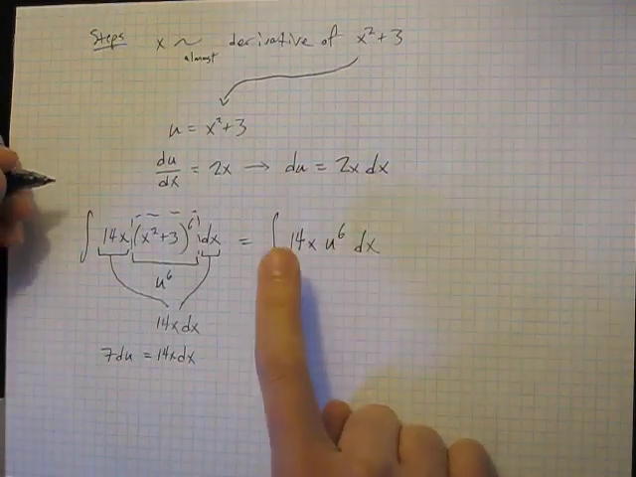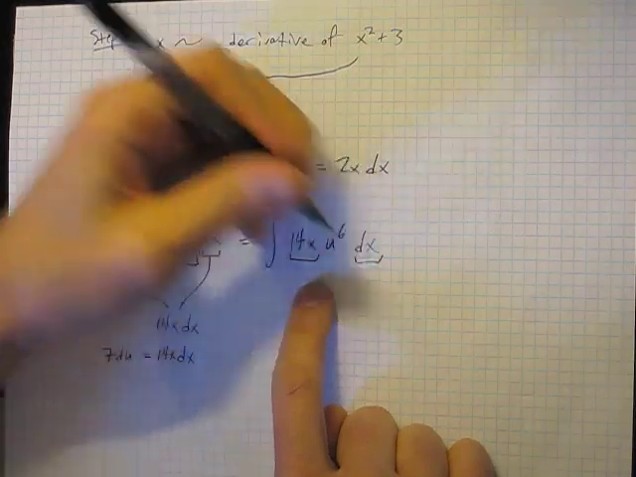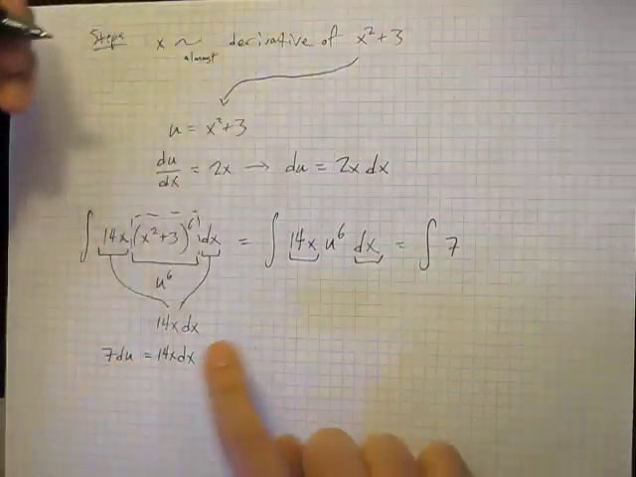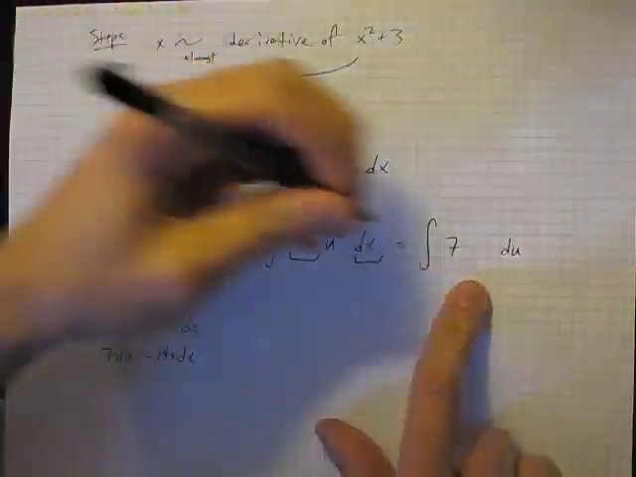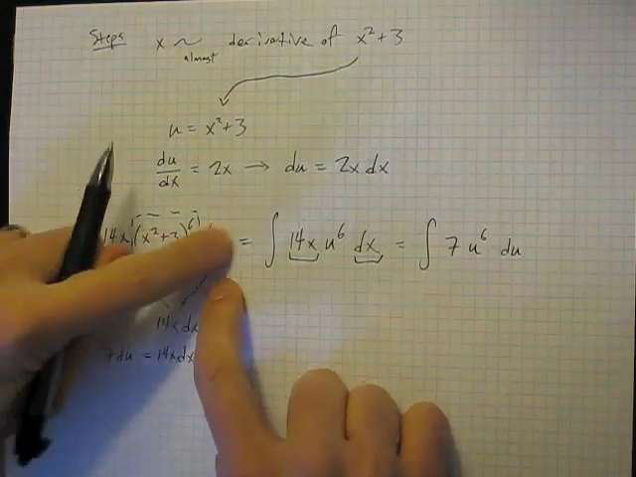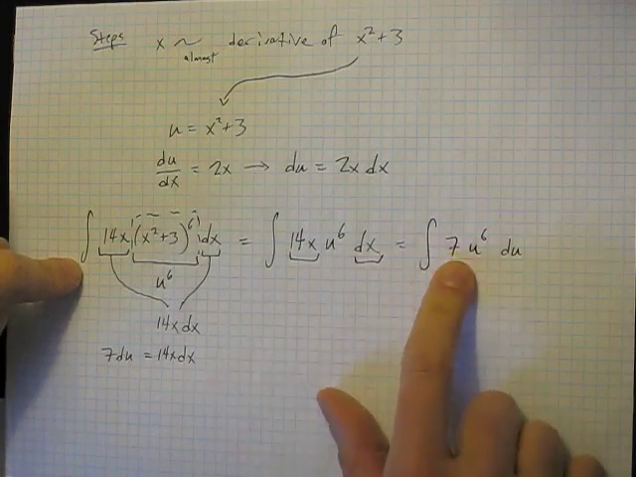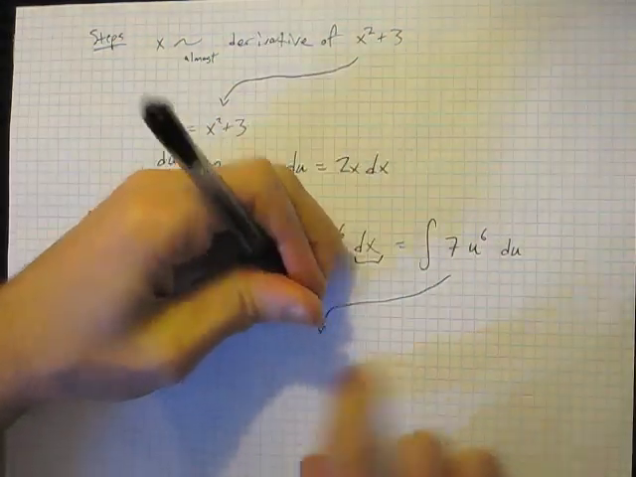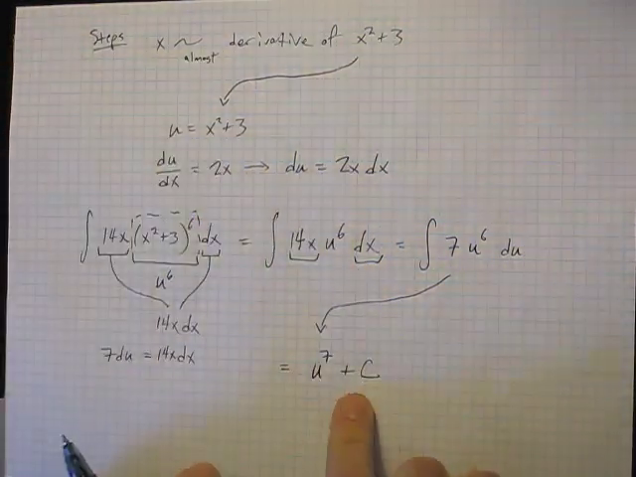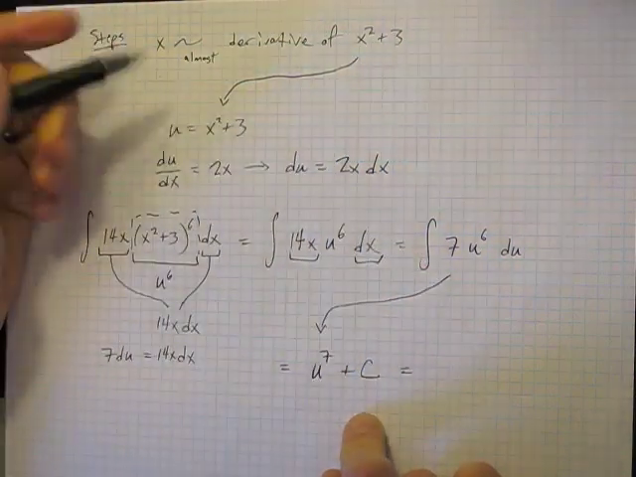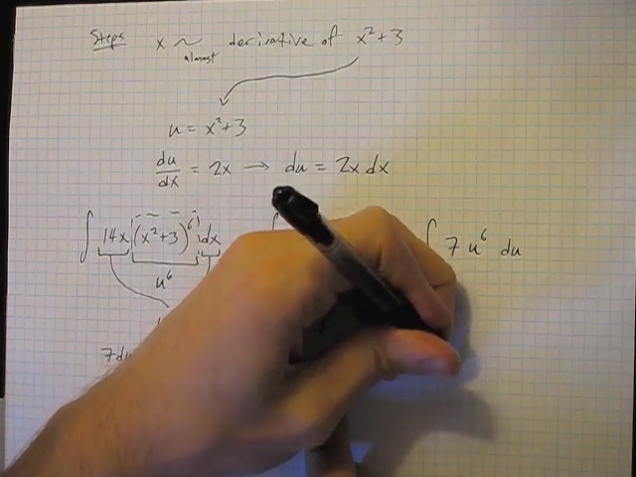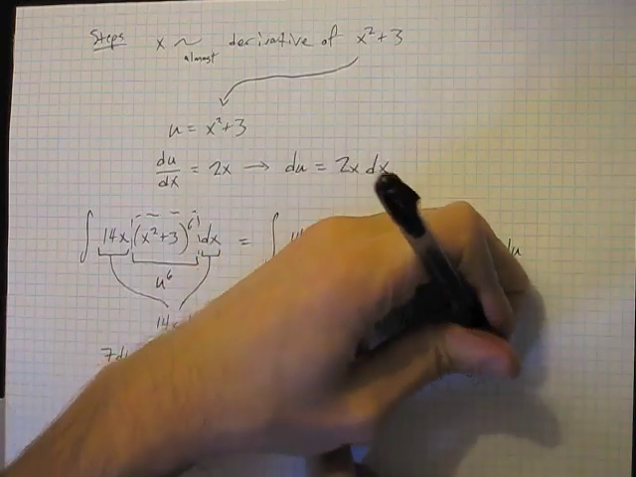Okay, so now we're going to take this piece and this piece, and we're going to replace them by du. So we get 7 du, I'm going to write du at the end because it's an integral, and then we leave the u to the 6th part alone here. Now notice we've covered everything in the original integral, so we now can integrate this. So this integrates to be u to the 7th, let's just raise the power, and then we add a constant of integration. And now we're just about done. We just have to replace u by what it was in terms of x. So this is x squared plus 3 raised to the 7th power plus c.